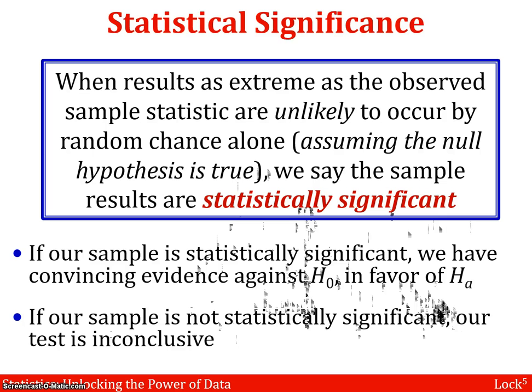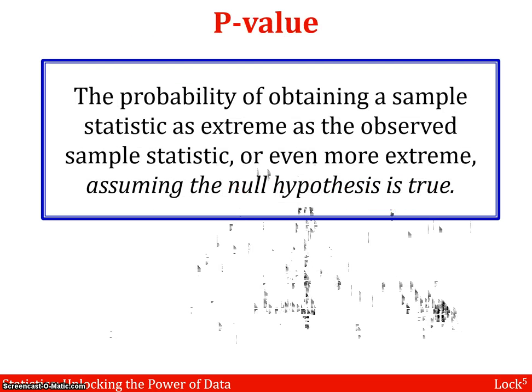So what we're going to need is a way of measuring how likely or unlikely to occur by chance our sample statistic would be. And we're going to measure this with something called the p-value. The p-value is the probability of obtaining a sample statistic as extreme as the observed sample statistic, or even more extreme, assuming that the null hypothesis is true.